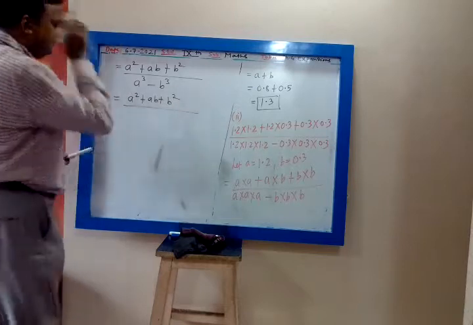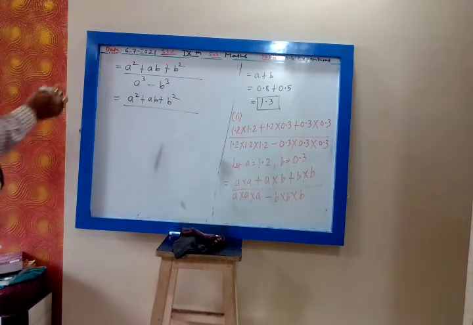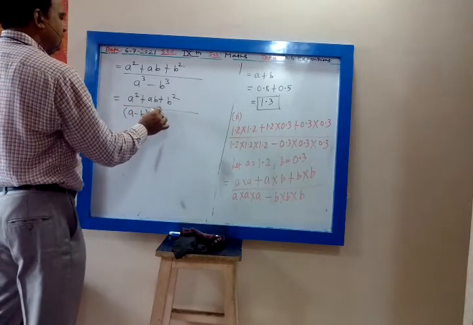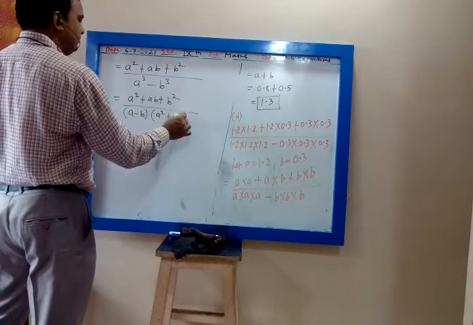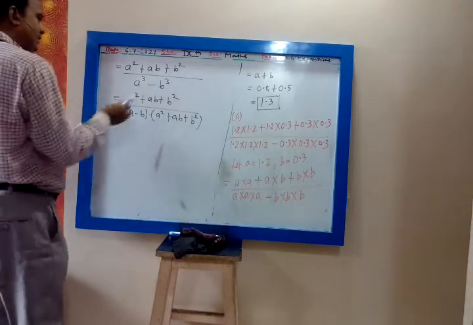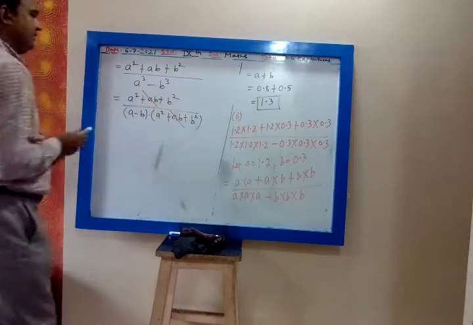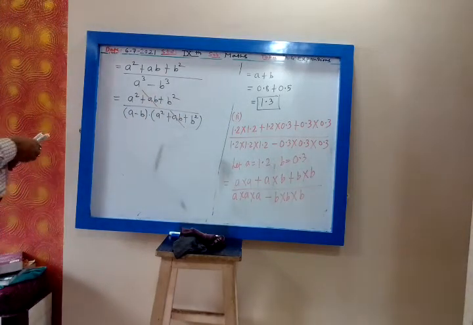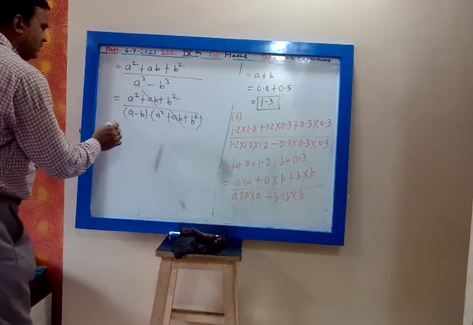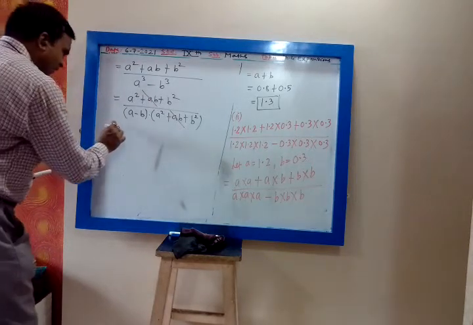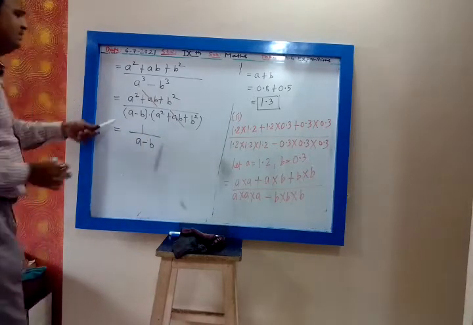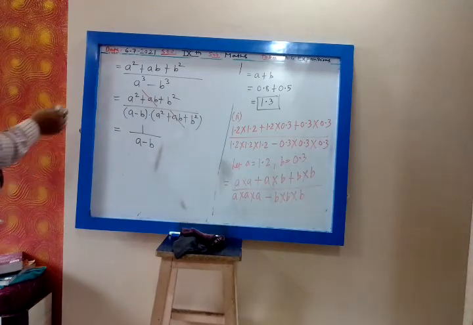Now I have given you the special product formula for A cube minus B cube: (A minus B) into (A square plus AB plus B square). Now this numerator gets cancelled with the denominator. What is left? Not A minus B. 1 upon A minus B, because A minus B is there in the denominator.